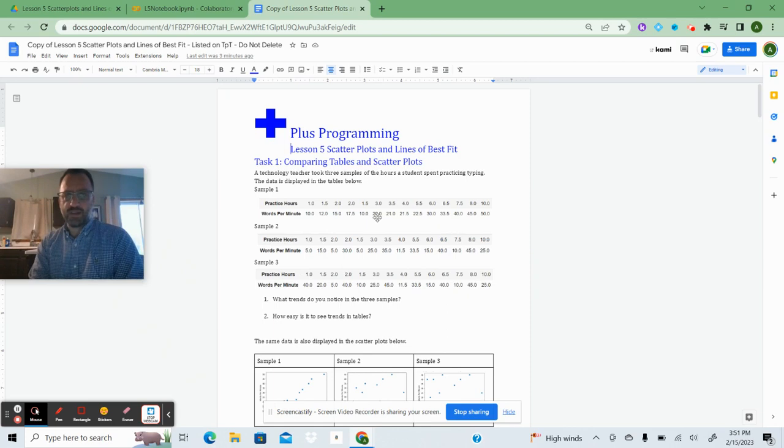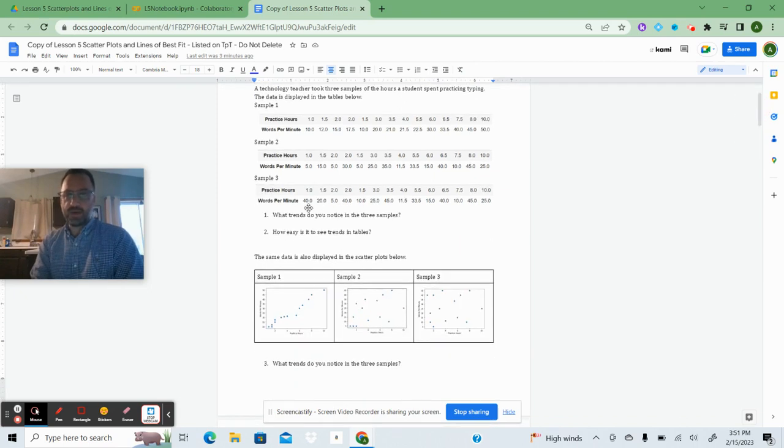It's not an exact linear pattern, and neither is this. This one, they're going up more consistently. And then in sample 3, same thing. You see they're jumping up and down. So what trends do you notice? Just say as practice hours increase, the words per minute seem to increase.